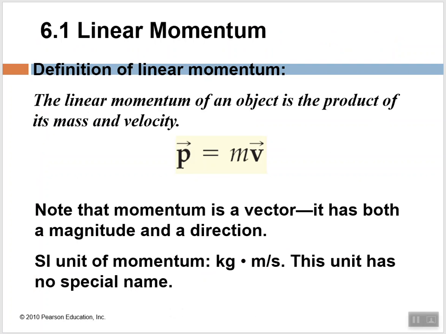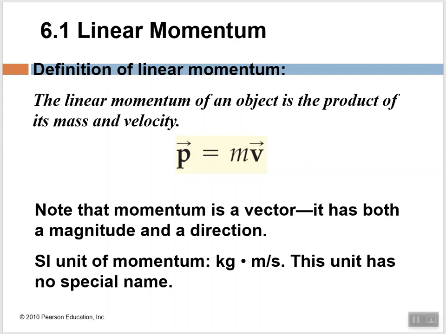Here's some linear momentum. Definition of linear momentum: the linear momentum of an object is the product of its mass and velocity. So we have here P, which is what we use for momentum. Don't ask me why, other than it was decided a long time ago. P equals mass times the velocity. And note that momentum is a vector. It has both magnitude and direction. So that's why we have the vector above it.